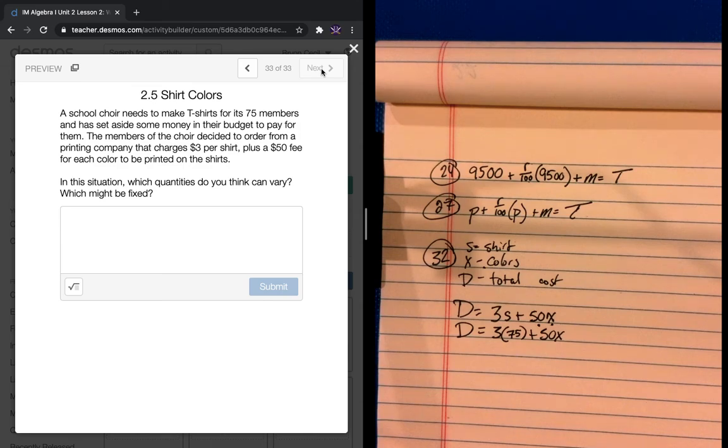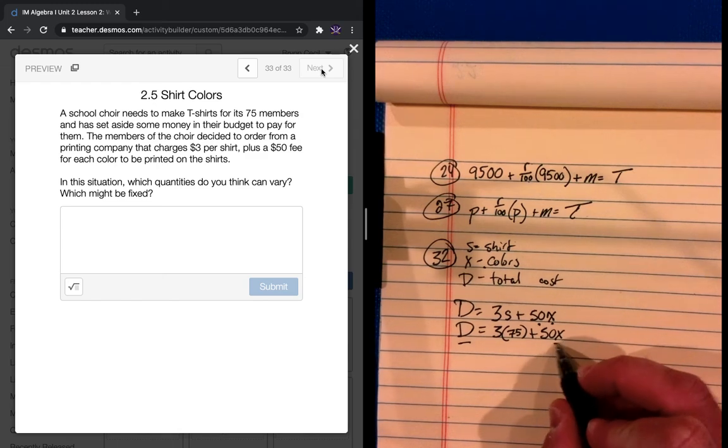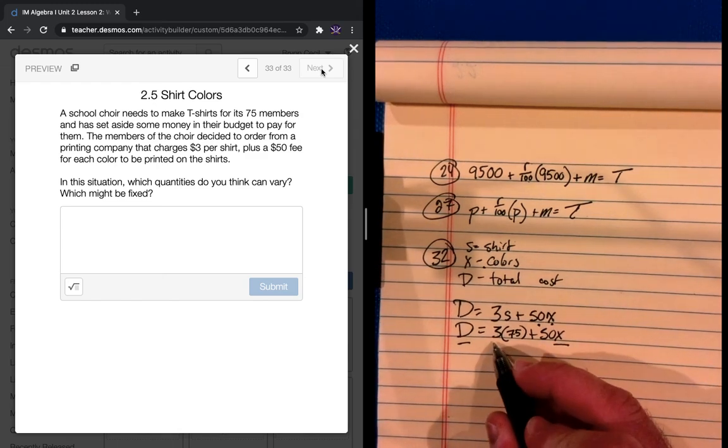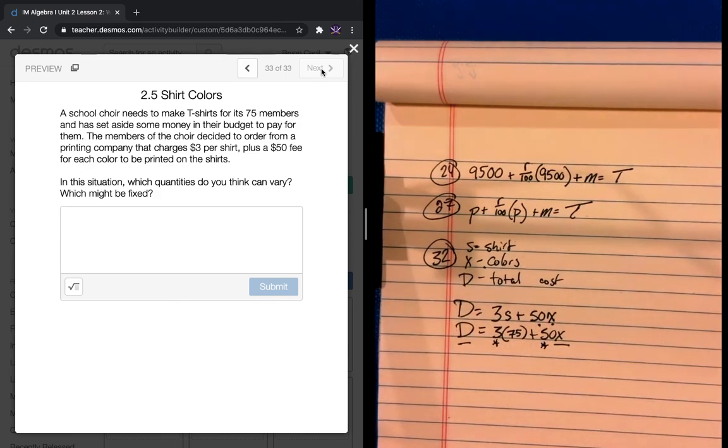Which quantities do you think will vary? That's my letters. The D, the total cost, because that depends on this. What's not going to vary? The $3 a shirt and the 50. Anytime there's the numbers, we do that. All right, that is section 2 in a nutshell.